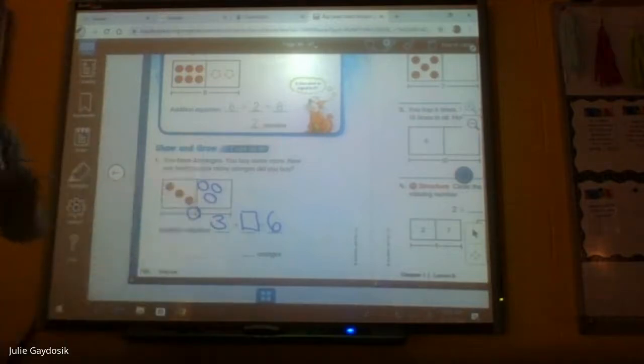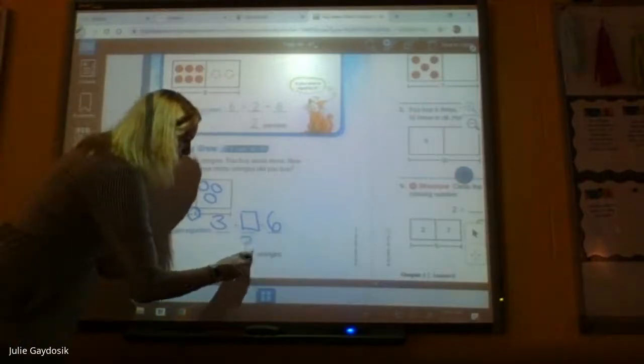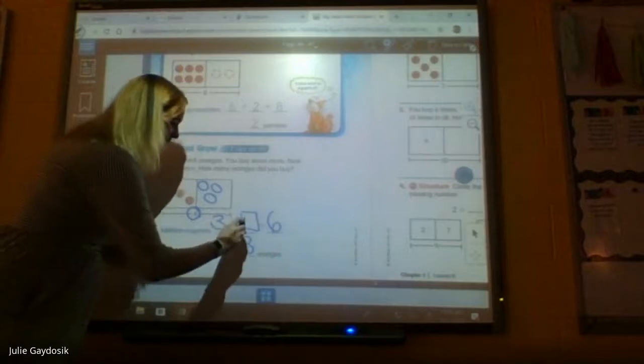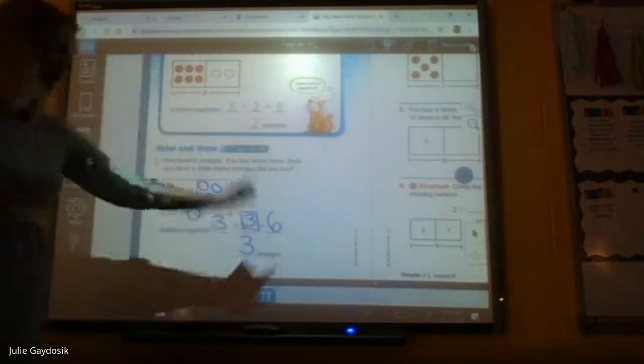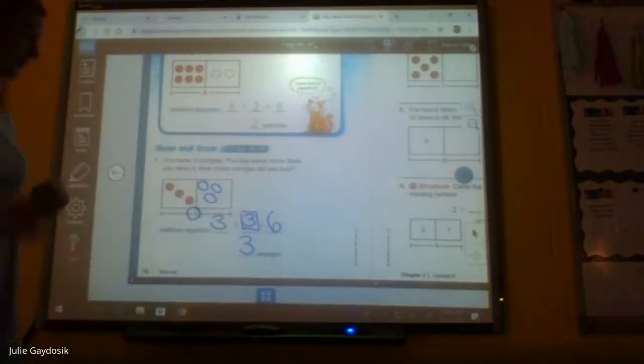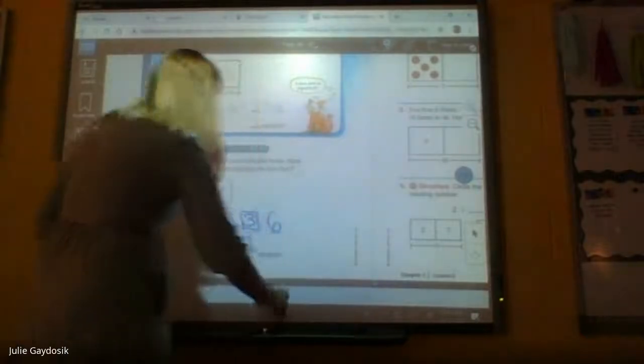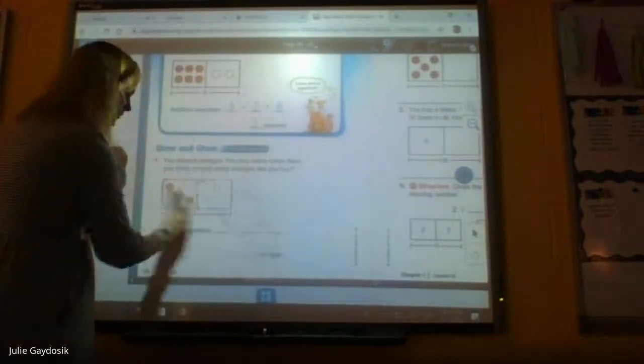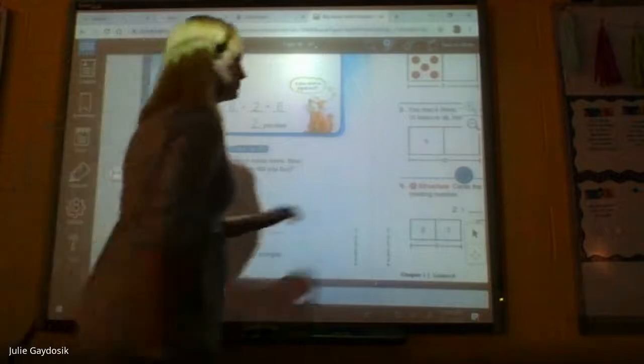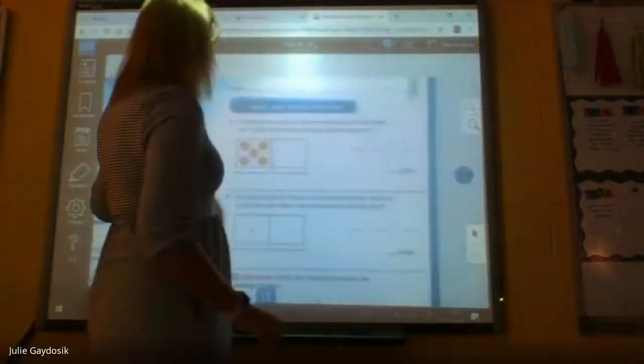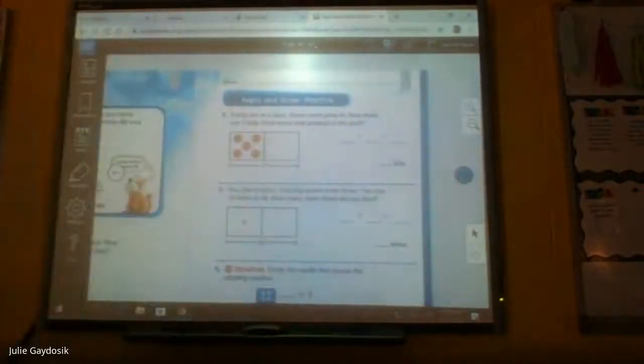So how many circles did I draw for the oranges that I bought? That's right. I drew 3. So 3 plus 3 equals 6. Simple as that. Let's keep doing some more practice. Okay. Number 2 on page 47.